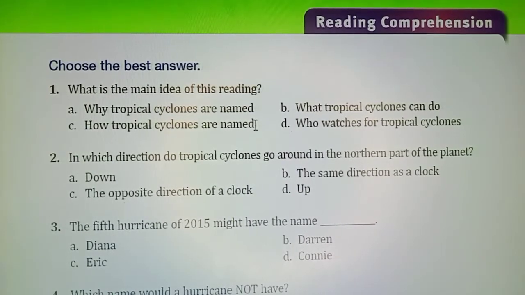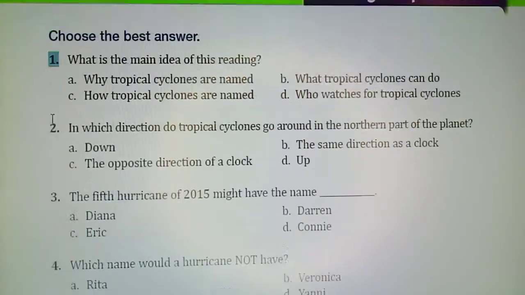As possible answers, but not only possible, the best answer is: how tropical cyclones are named. That's right. The letter C is the best answer for number one.